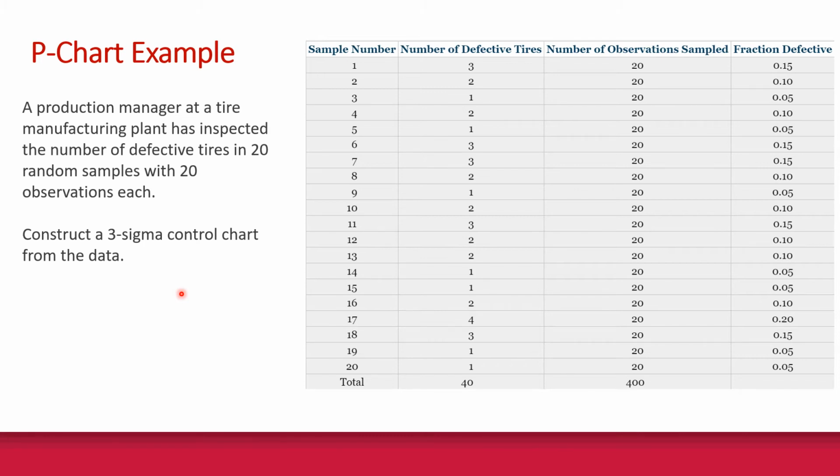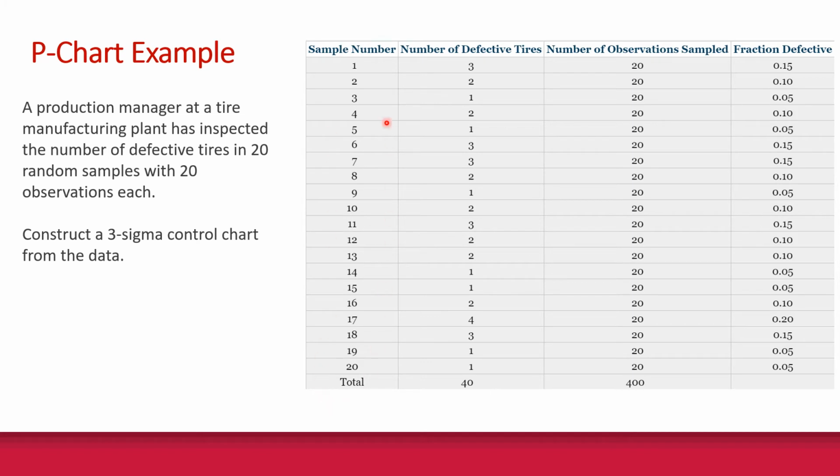So in this case, a production manager at a tire manufacturing plant has inspected the number of defective tires in 20 random samples with 20 observations each. Construct a 3 sigma control chart from the data. So here we have the sample number.